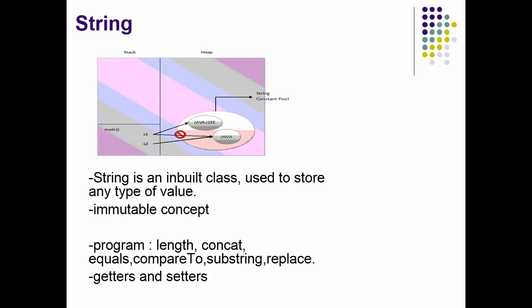There is a concept called immutability in string. We will see it at the end, because first we will get a little familiar with strings: how to declare a String class object, how to store a particular string value, and how to do operations on that. We will see that first. Then we will see what the immutable concept is, and then we will see getters and setters.